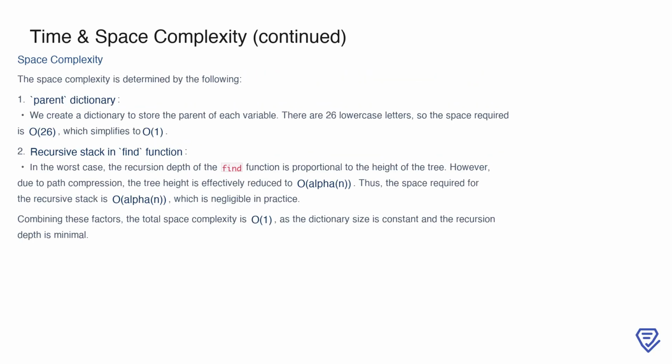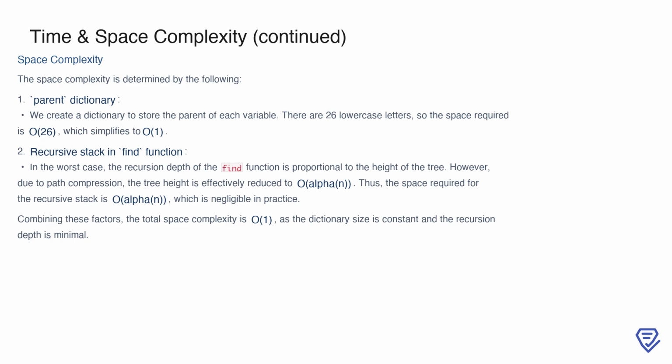For space complexity, the main contributors are the parent dictionary and the recursive stack used in the find function. The parent dictionary stores the parent for each of the 26 lowercase letters, which requires 26 space. Since this is a fixed number, it simplifies to 1. In the find function, the recursion depth is proportional to the height of the tree. However, with path compression, the height is effectively reduced to α(n), which is negligible for practical inputs. Combining these factors, the total space complexity is O(1), as the dictionary size is constant and the recursion depth is minimal.